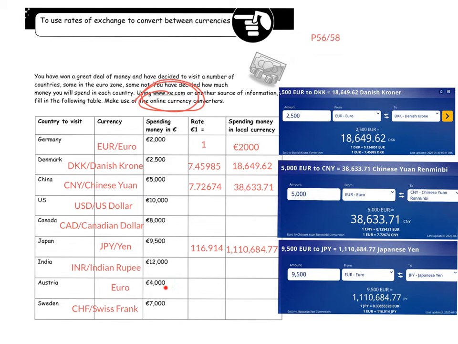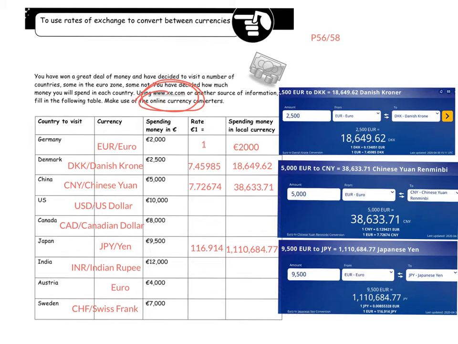So you have 4,000 euro and then you put 4,000 euro in here. Now if we go to Chinese, we want to convert it. We have 5,000 euro, we want to convert it to yuan. Straight away it's giving you the answer, but don't forget to put the rate.